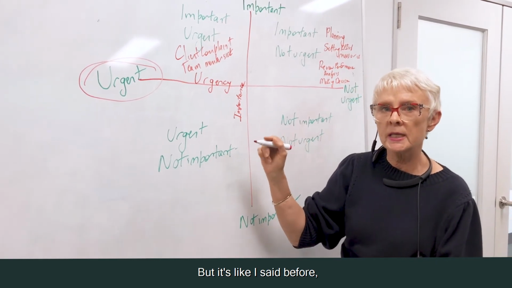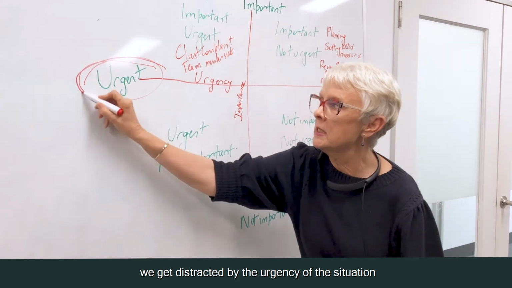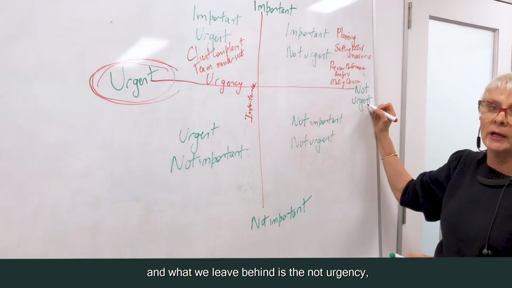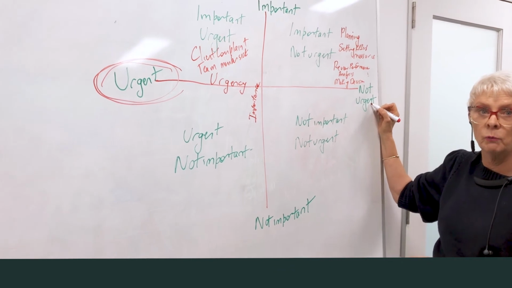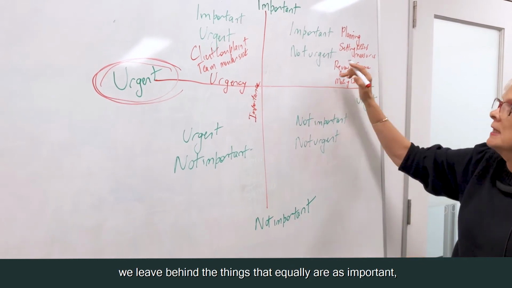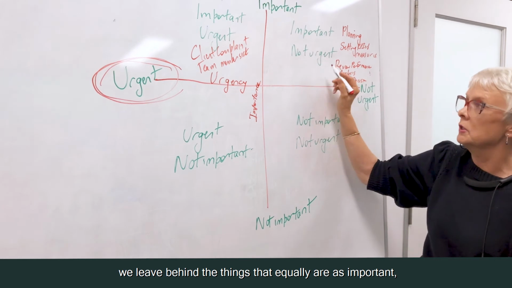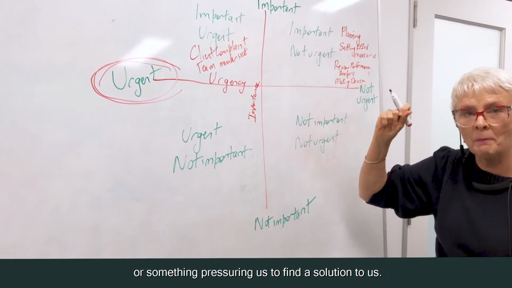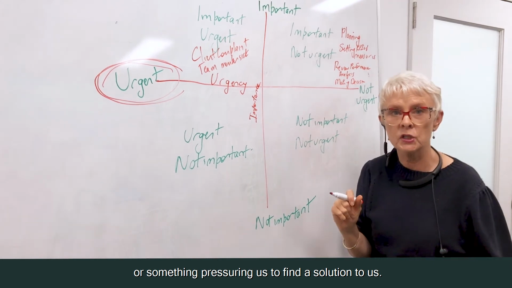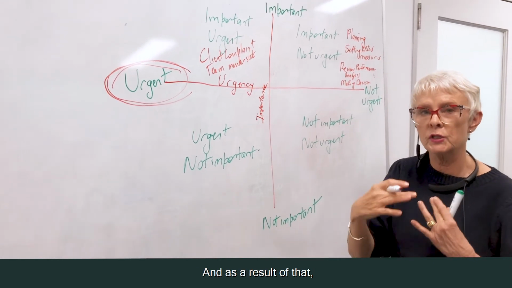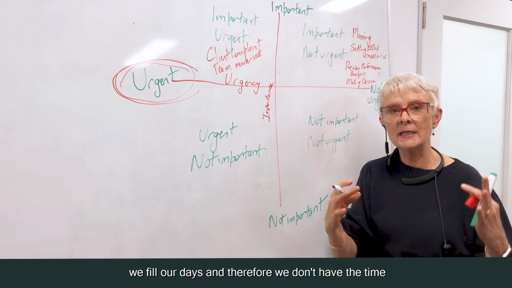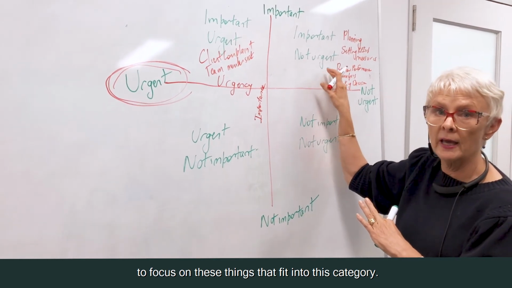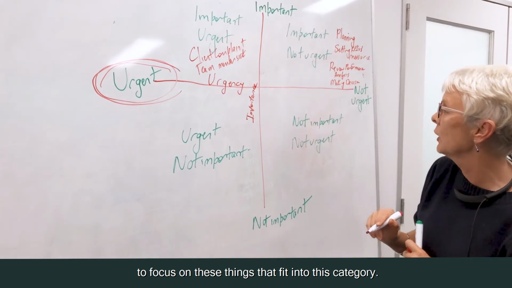But it's like I said before, we get distracted by the urgency of the situation, and what we leave behind is the not urgency. We leave behind the things that equally are as important, but they're not urgent because we haven't got someone, or something pressuring us to find a solution to us. And as a result of that, we fill our days, and therefore we don't have the time to focus on these things that fit into this category.